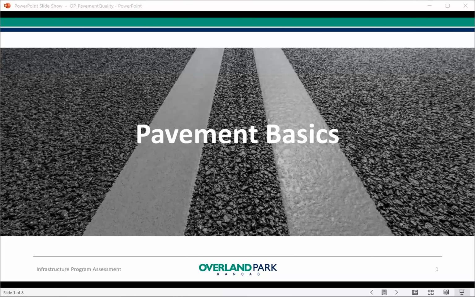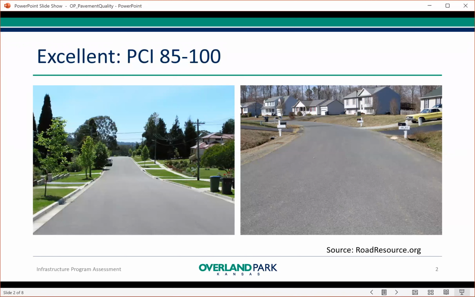This video is to provide a general overview of pavement basics. When we think of streets in great condition, we probably picture something similar to the images on the screen. These streets have an excellent rating on the Pavement Condition Index, or PCI. The PCI is an accepted 0 to 100 scale that indicates the type and severity of distresses observed on a pavement surface.